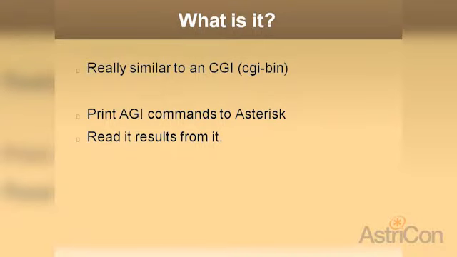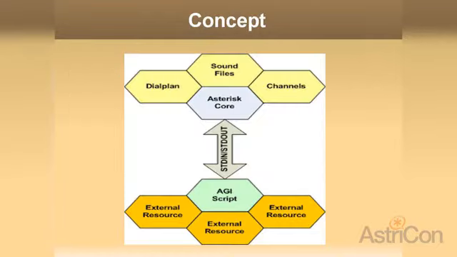So what is it exactly? AGI is like a CGI. It's just Asterisk Gateway Interface. In fact, you have your AGI script. You simply send your AGI command to the Asterisk core. The Asterisk core does something with your command, like play a prompt, and it's going to return you a special code. With that result, you can do whatever you want inside your AGI.